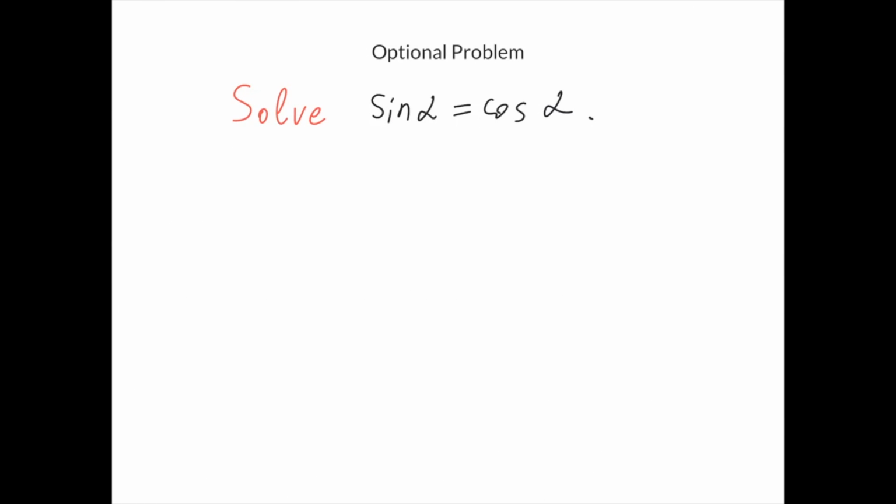The optional problem is to solve this equation, sine of alpha equals cosine of alpha. And here is the solution. We need to find for which angles alpha, sine of alpha equals cosine of alpha.